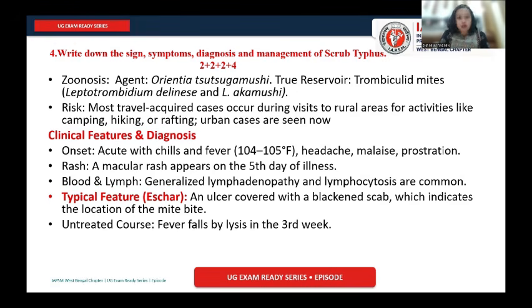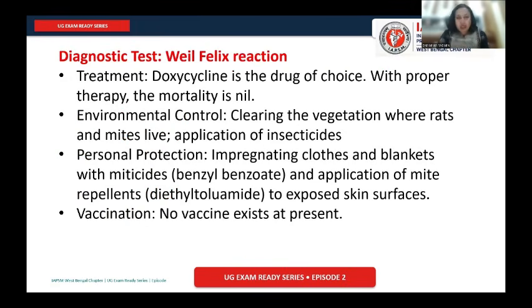It occurs at the site where the mite has bitten. At the site of bite, you see the eschar. In untreated cases, the fever falls by the 3rd week. Diagnosis is done by Weil-Felix reaction. Doxycycline is the drug of choice. With proper therapy, the mortality is nil.